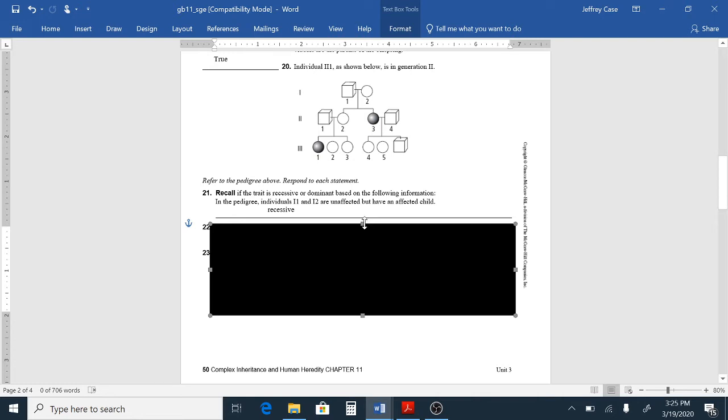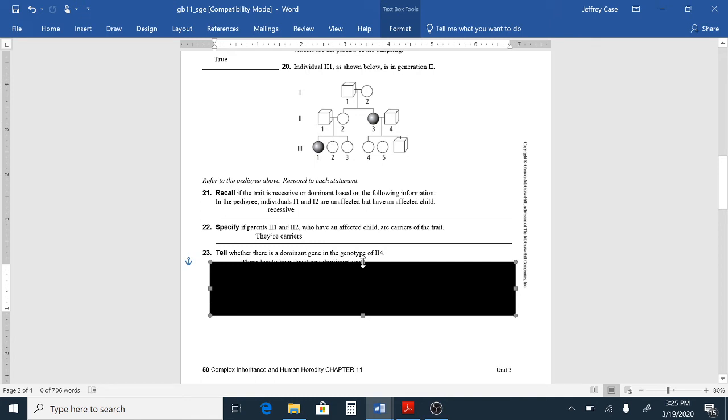Number 22. Specify if parents 2-1 and 2-2 who have an affected child are carriers of the trait. They are carriers. Now, if this were a pedigree with half shaded in symbols, they would be halfway shaded in, representing that they are carriers. The reason we know they're carriers is because they had at least one affected child.